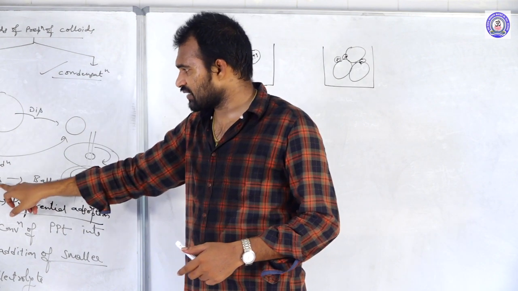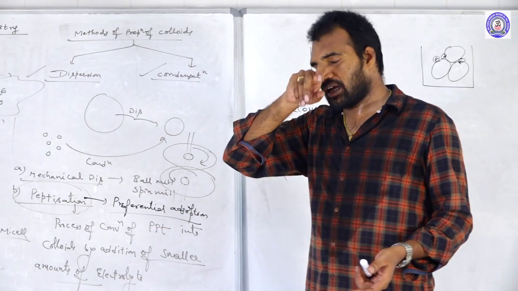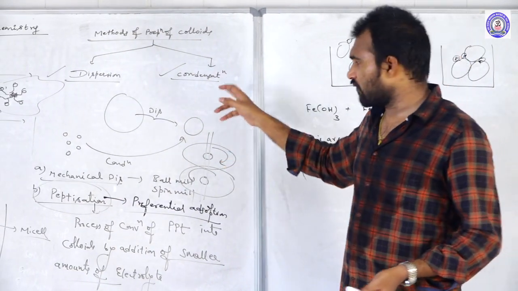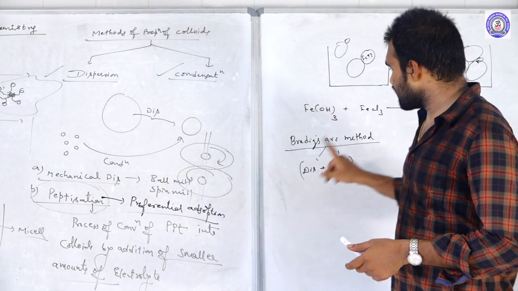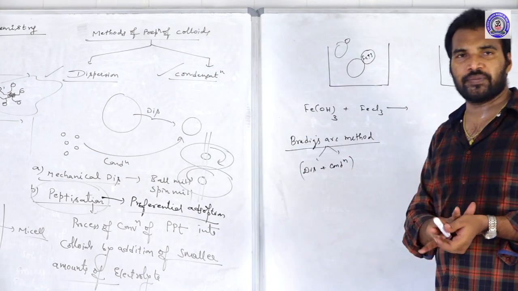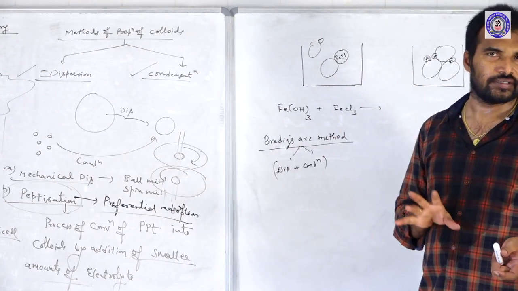Under dispersion, we discussed mechanical dispersion and peptization, and under condensation, there was the solvent exchange method and one more thing, the chemical method. Those two methods come under condensation methods. But this Bredig arc method is a special method where both dispersion as well as condensation take place.